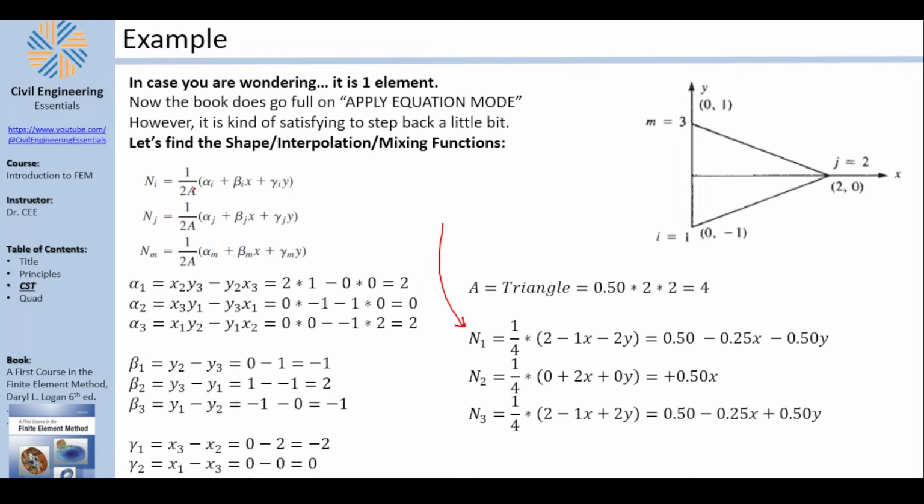To start with, I want to find the shape functions, which are called Ni, Nj, and Nm. Those are also called, in my terminology, the mixing functions, because U, the displacement at any point x and y, equals Ni Ui, or N1 U1, plus N2 U2, plus N3 U3. Those N's are important to find the displacement at any point inside this triangle if we are given the nodal displacements.